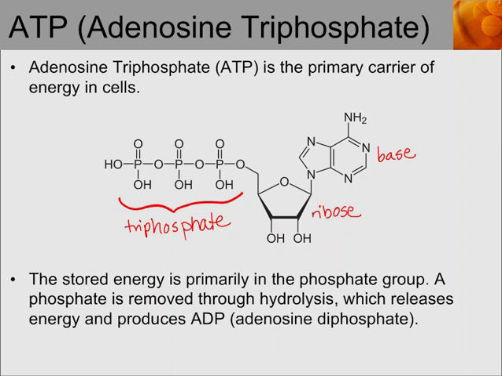ATP stores energy that can then be used later on, and the stored energy is primarily in the phosphate group. What happens is a phosphate is removed through hydrolysis. We just chop off one of those phosphates, and that's going to release energy and produce something called ADP, which is adenosine diphosphate. So it's the same molecule we see above, just with one less phosphate group attached.